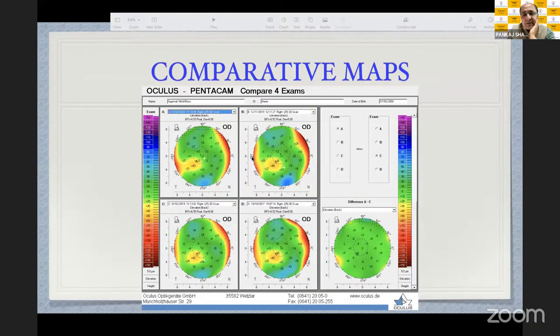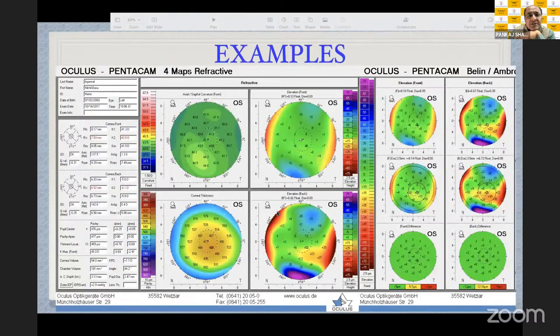Then what else Pentacam will do, it will let you compare. This was done in 2020, and this was in 2017. So from 2017 to 2020, in 3 years how much change is there? You can subtract D from A and get the difference between A and C. It will algebraically subtract each value from the other and give you a difference. This gives a very good depiction of any increase in ectasia or decrease in thickness. So, comparative maps.